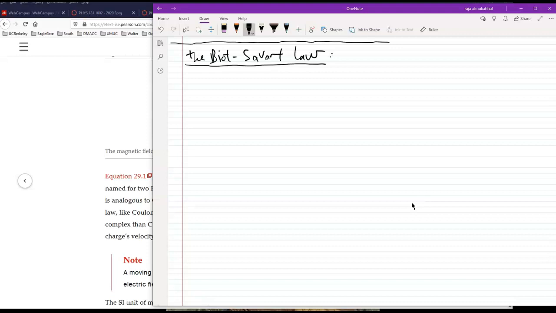Anyway, so basically what it says is the following. Any moving charge has associated with it a magnetic field. In other words, any moving charge generates a magnetic field, okay?